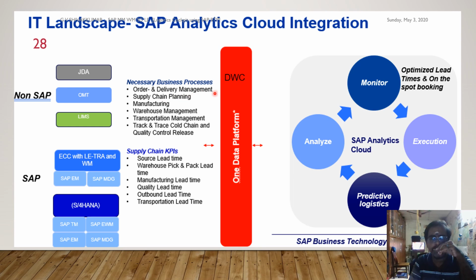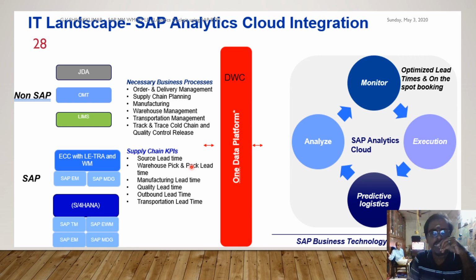So what are the necessary business processes required? SD for order and delivery management, the planning module for supply chain planning, and for manufacturing we have PP and everything, supply chain planning APO, and warehouse management WM or EWM. TM management comprises LE-TRA or SAP TM, and track and trace of cold chains is a separate thing, for the environment, health and safety model, and then the quality control release QM model. All of this can be integrated into BTP or SAC to improve or optimize the supply chain KPIs.